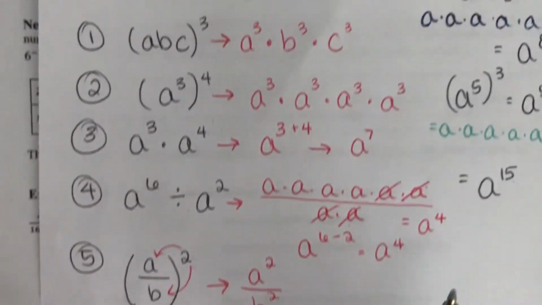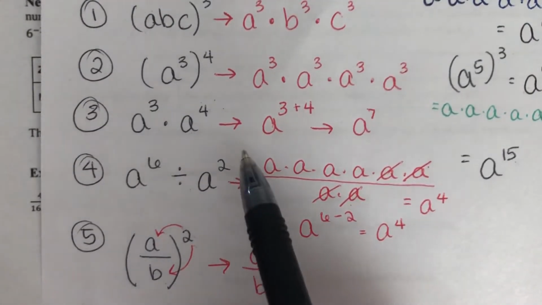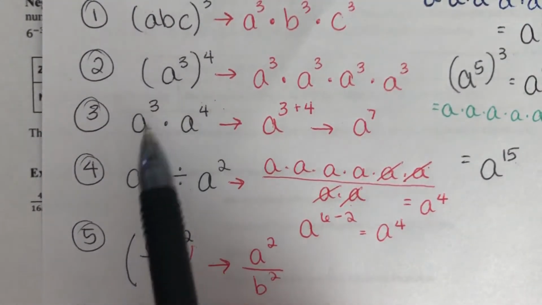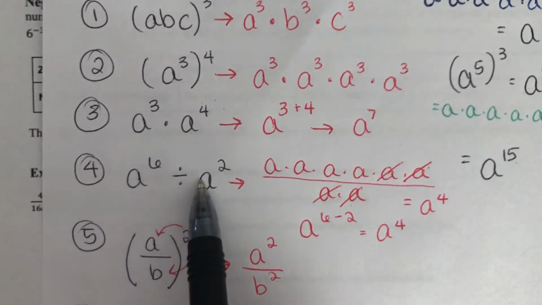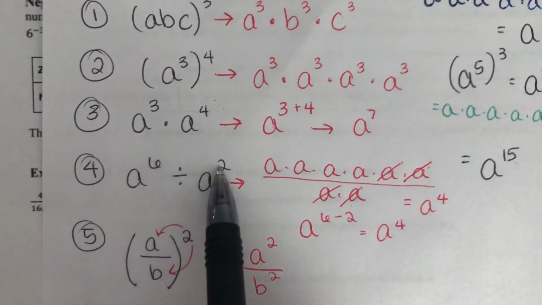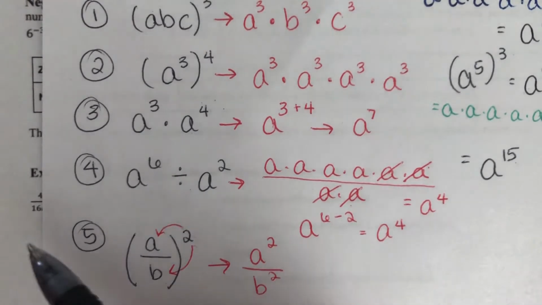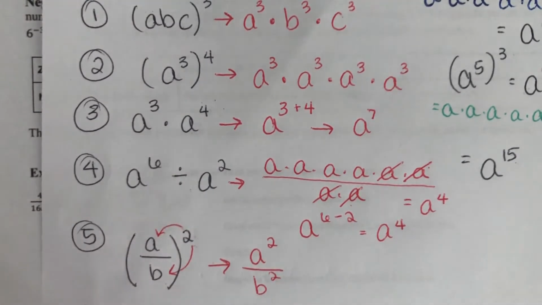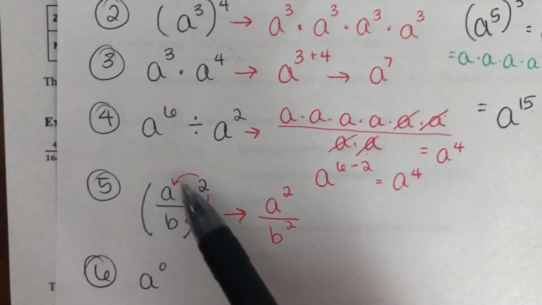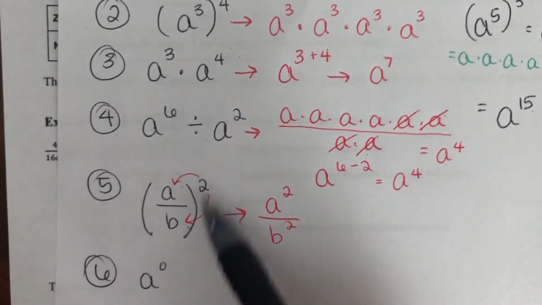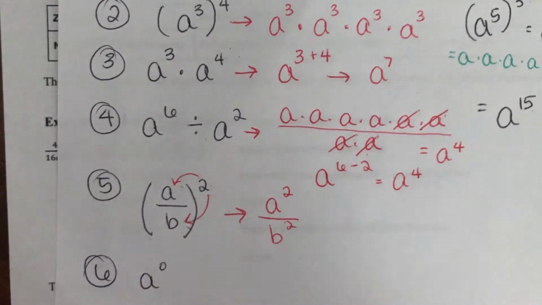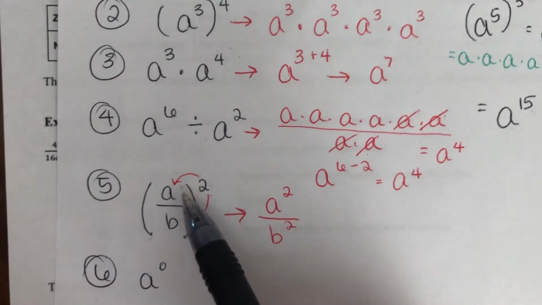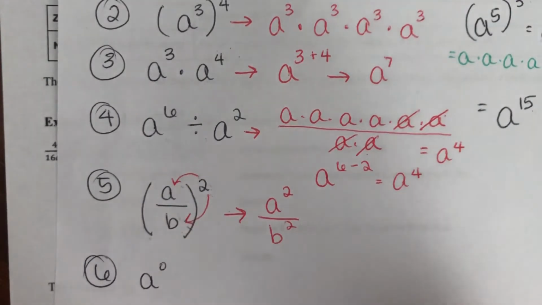Number 4 and 5, we started talking about division. So when I multiply bases, I add exponents. When I divide bases, I subtract exponents, right? Easy fix, we can figure that out. And then if I have the base being divided and then raised to an exponent, I actually distribute that exponent to both pieces of the base, right? The top and the bottom if you write it as a ratio.